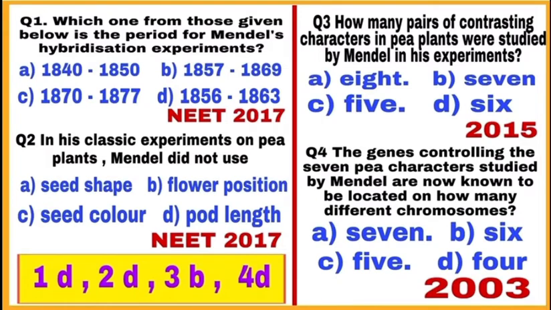Question number 4. The genes controlling the 7 pea characters studied by Mendel are now known to be located on how many different chromosomes? The 7 characters which Mendel studied on pea plant are located on 4 chromosomes. So correct choice is D, mark D.